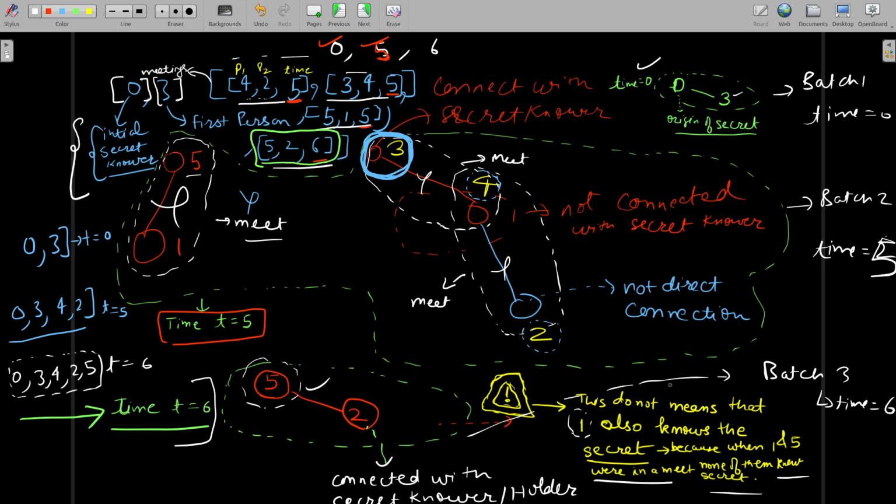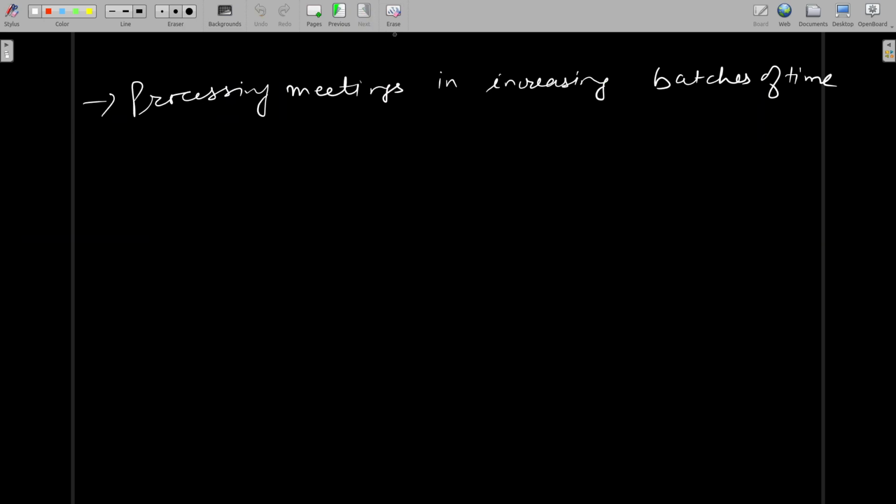So it is very intuitive: we are seeing at what particular time how many meetings are going on, and in those particular meetings how many people are coming to know about the secret, and then when that time frame is over, we move to the next time frame. So we will be doing processing in batches of time. So 0th time, then 5th time, and then 6th time. Okay, so these will be different batches.